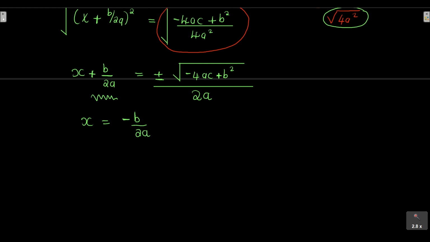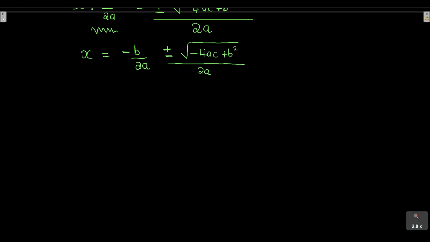Okay, what do we already have on the right hand side? Plus or minus the square root of negative 4ac plus b squared, right, all over 2a. Okay, so here, guys, what do you already see? We see that our denominators are the same. We've got 2a here, we've got 2a here, right? So then we can basically add our numerators.